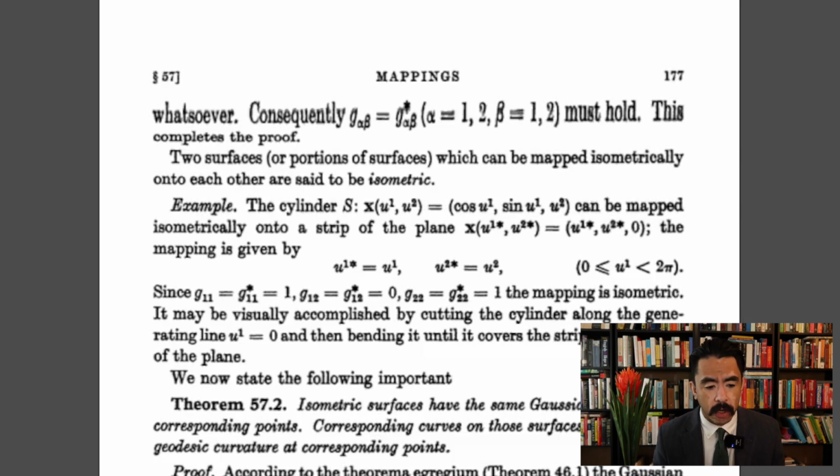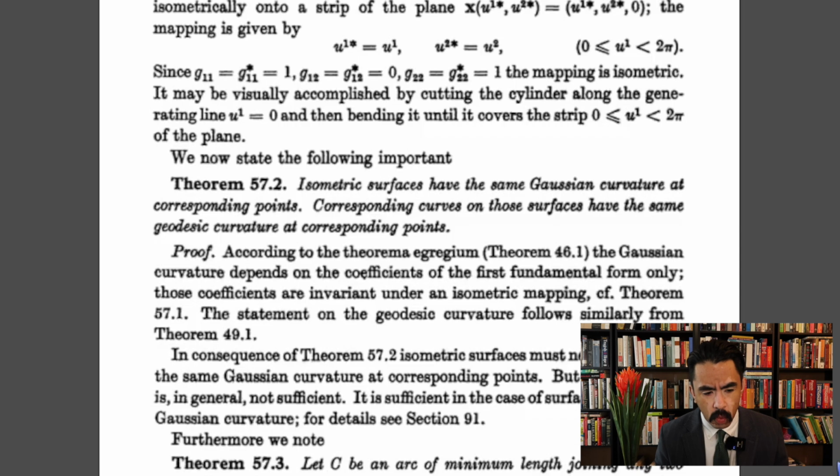Since g sub 1 1 equals g star sub 1 1, which equals 1, and g sub 1 2 equals g star sub 1 2, which equals 0, and g sub 2 2 equals g star sub 2 2, which equals 1, and these are referring to coefficients of the first fundamental forms, which are involved here, the mapping is isometric. It may be visually accomplished by cutting the cylinder along the generating line u1 equals 0, and then bending it until it covers the strip where u1 is greater than or equal to 0 and less than 2 pi of the plane. We now state the following important theorem 57.2.